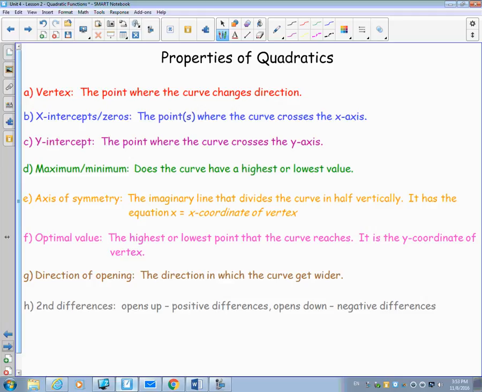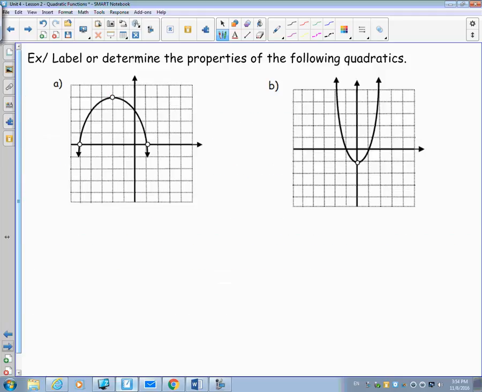So I'm going to go back and forth from this page to the next page, looking at an example and looking at the properties so we can identify what's going on here. So property A, the vertex, the point where the curve changes direction. If I look at this example here, my curve is going up, up, up until I get to here, then it's going down, down, down. So we consider this point the vertex. We'll give it the letter V, and its coordinates are -2 and 4. That's my vertex.